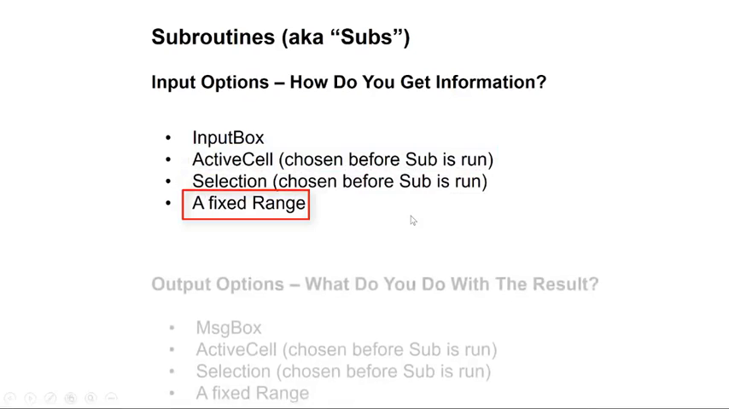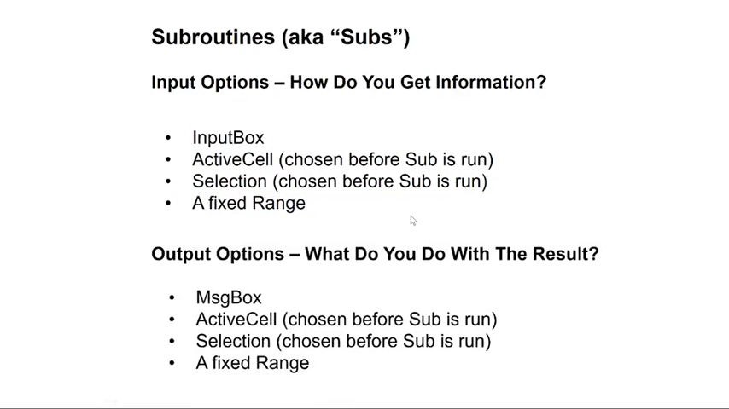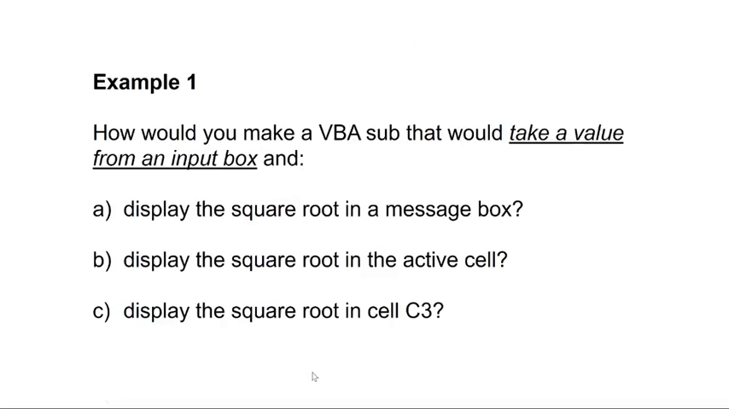As far as outputting things back to Excel, what do you do with the result? We can output things in a message box, into an active cell, which is chosen before the sub is run. And we can also output stuff to a selection. And we can output to a fixed range. So I've got an example here. I've got two examples we're going to work through.